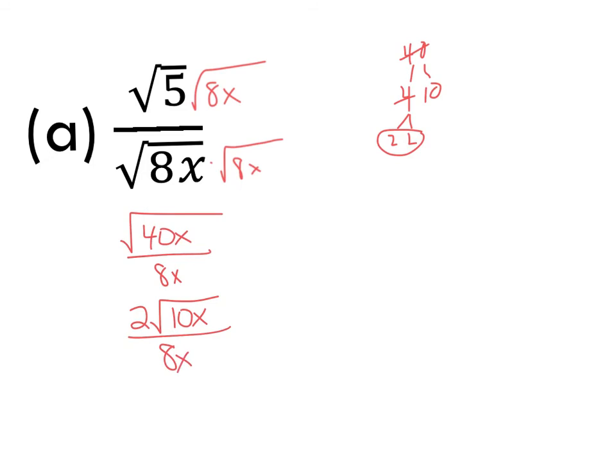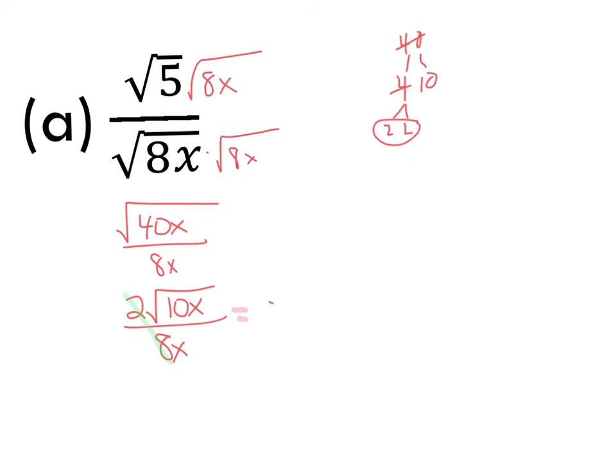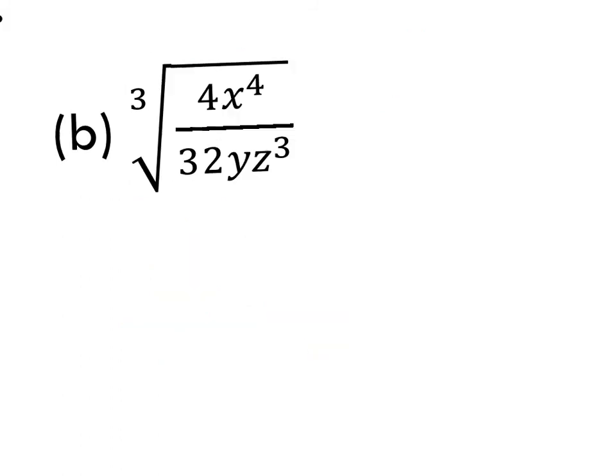Now, the only thing that we can reduce is the 2 and the 8. I cannot simplify the x's because the 10x is under a radical sign. So our final answer is square root 10x over 4x. The end. Now B is a little trickier.